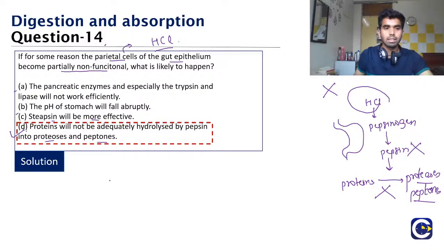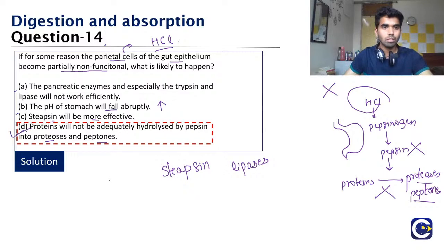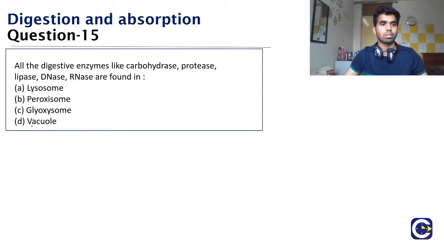The other thing you should remember is what steapsin is. Steapsin is another name for lipases. And the pH will not fall, the pH will rise. So the correct answer would be option D. Now moving to the next question.